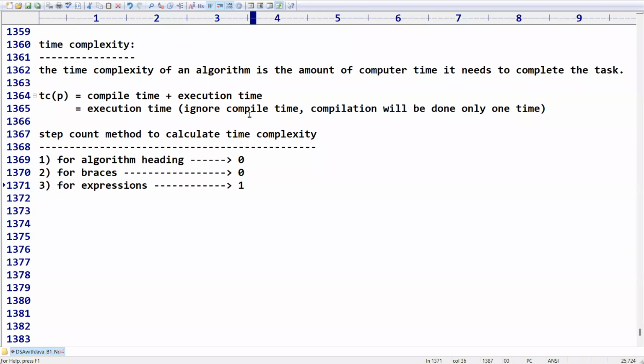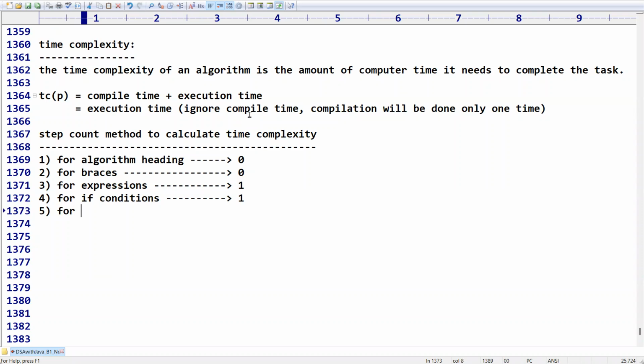Listen carefully. For expressions, one amount of time. In that expression, if you have 10 variables also, how much space is required? 10 units. How much time is required? Only 1 unit. Remember that. And for if conditions, how much time is required? 1 unit, based on that condition.